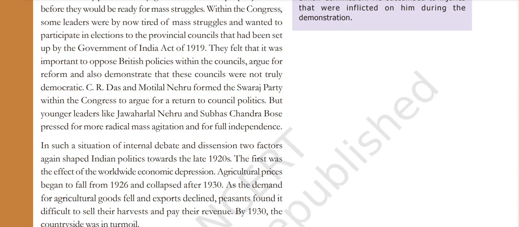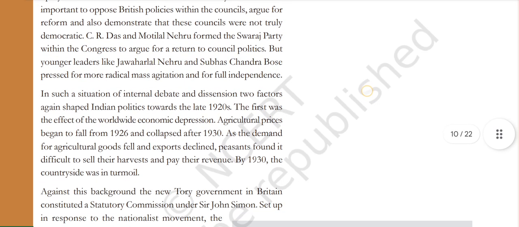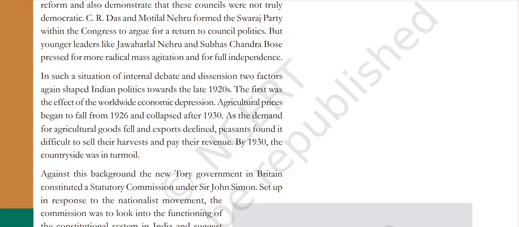In such a situation of internal debate and decision, two factors again shaped Indian politics towards the late 1920s. The first was the effect of the worldwide economic depression. Agricultural prices began to fall from 1926 and collapsed after 1930. As the demand for agricultural goods fell and exports declined, peasants found it difficult to sell their harvests and pay their revenue. By 1930, the countryside was in turmoil.